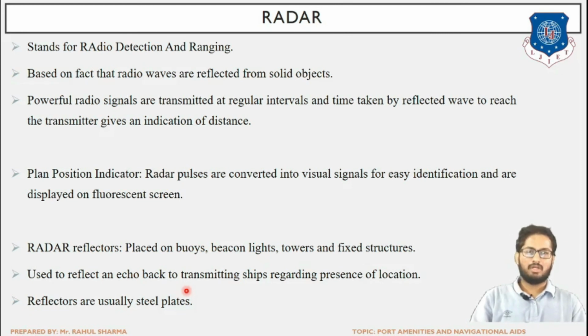So this is the end of chapter number 6, that is the port amenities and navigational aids. In port amenities, we studied the various useful facilities in the harbor, and in navigational aids, we studied about the fixed and floating navigational aid, and in brief regarding LORAN and radar. So from the next session, we will be beginning with the new chapter, that is the chapter number 7, harbor maintenance.